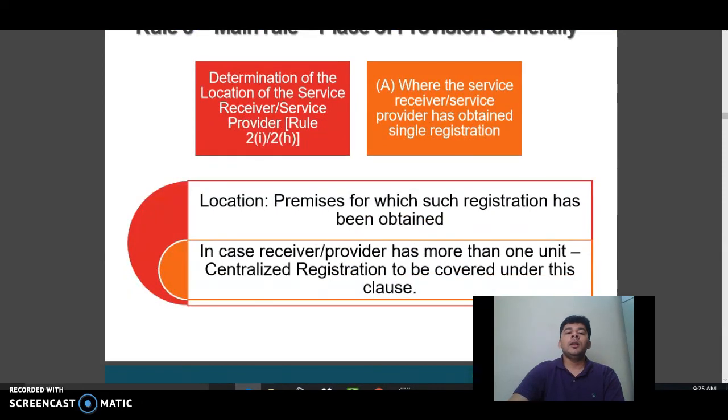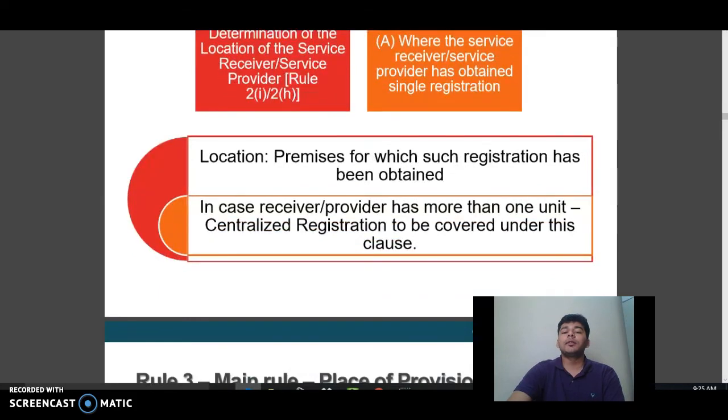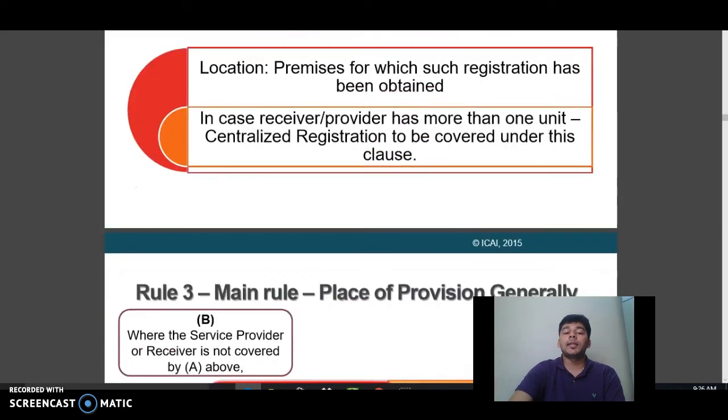Now, determination of location of service receiver and provider rule. Where the service receiver has obtained a single registration, the location of service recipient will be the premises for which such registration has been obtained. In case the service receiver has more than one unit, centralized registration is to be covered under this clause, means wherever his business is registered, that will be considered as the place of provision of service, or the location of service recipient, and if it is in the taxable territory, service tax would be applicable.